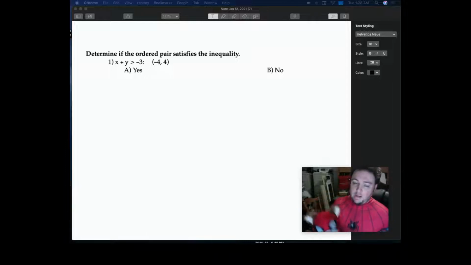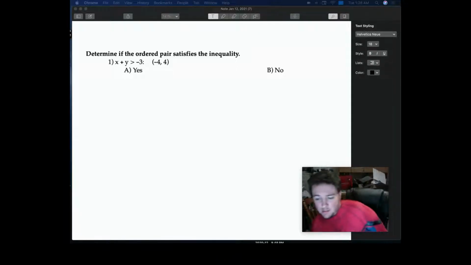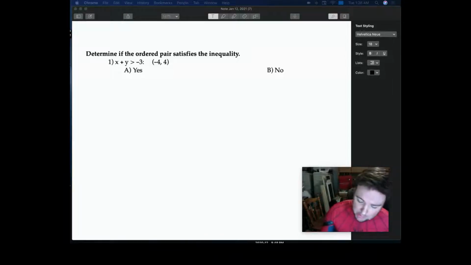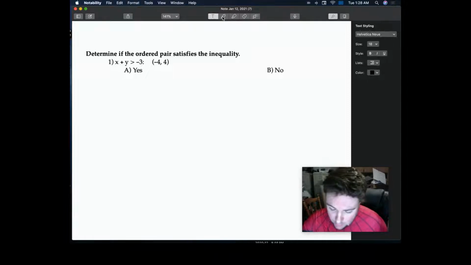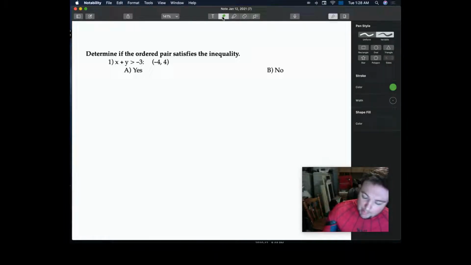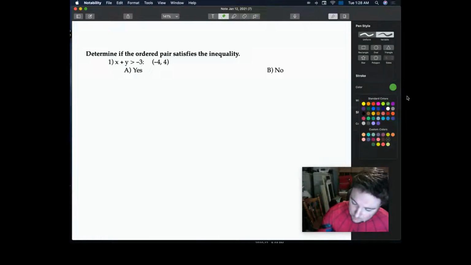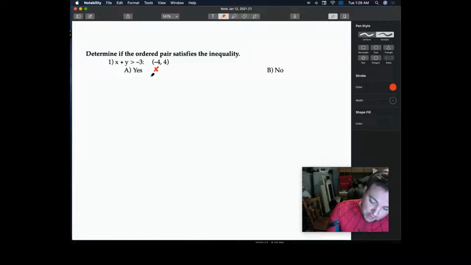Okay. All right. So we're here today to help you guys prepare for your next test. And so let's get started. We have a question here that says determine if the ordered pair satisfies the inequality. So how would we go about doing this? Well, it's easy enough. All you have to do is look at the question, and we know that the first value, the x component, is -4, and the y component is 4.